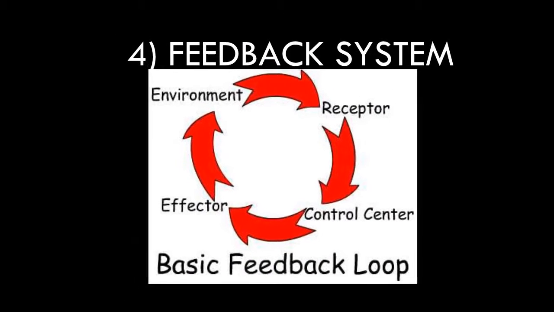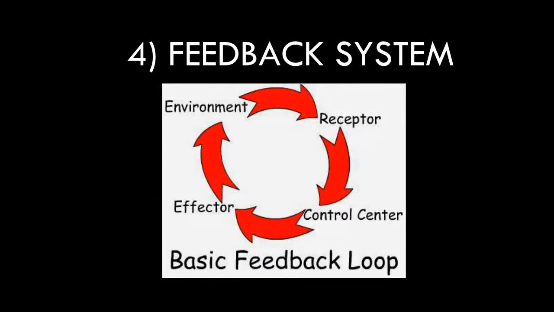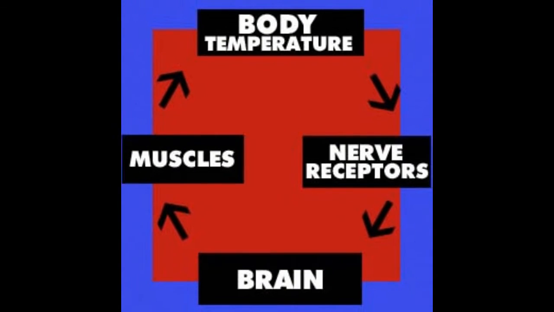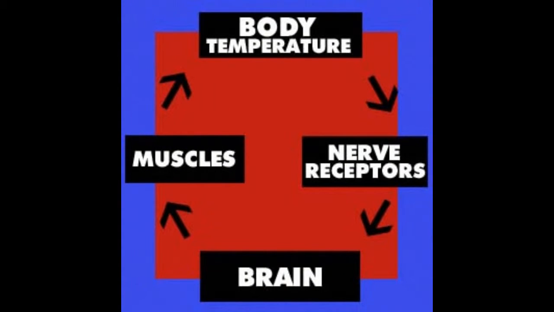Number 4. Definition of feedback system. A feedback system is a cycle of events in which a status of body condition is monitored, evaluated, changed, remonitored, re-evaluated. Each monitored variable, such as body temperature, blood pressure, or blood glucose level, is called a control condition. When any disturbance causes a change to a control condition, it is called a stimulus. Parts of the feedback system.